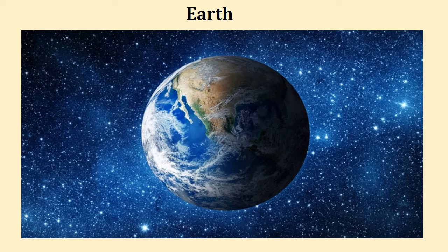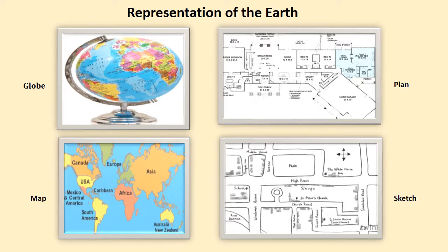But on our Earth, with the help of pictorial representation, we can see our Earth and various places on it. There are different forms of showing it. First, a globe, map, sketch, and a plan.